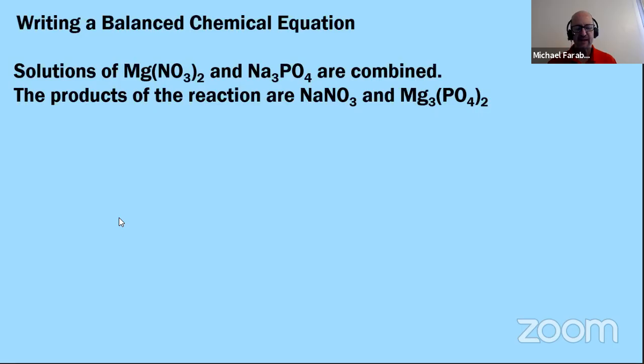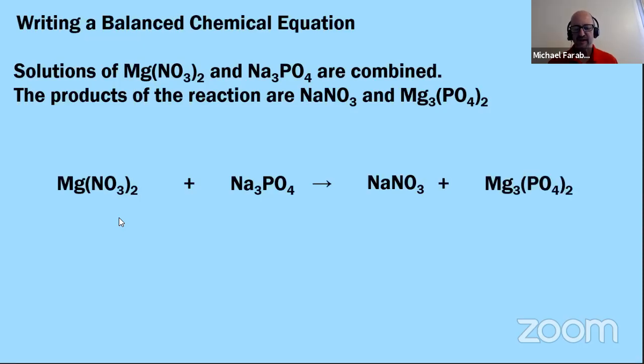All right, here's another example of a chemical equation. This involves magnesium nitrate, so Mg(NO3)2. It reacts with sodium phosphate. Sodium phosphate is Na3PO4. And the products of the reaction are sodium nitrate, NaNO3, and magnesium phosphate, Mg3(PO4)2.